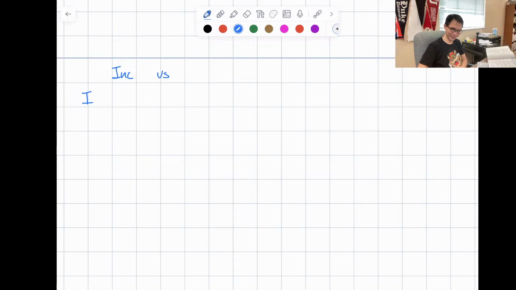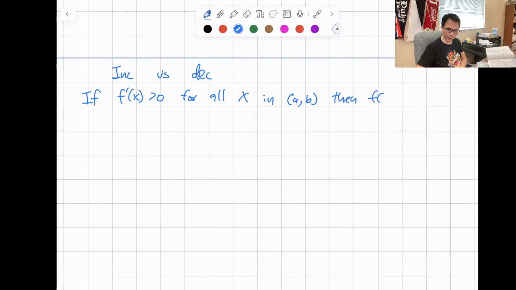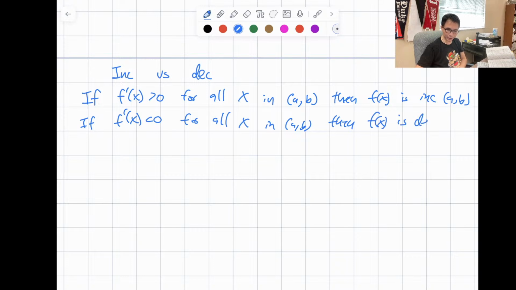So if f prime of x is greater than 0 for all x in (a, b), then f of x is increasing on (a, b). If f prime of x is less than 0 for all x in (a, b), then f of x is decreasing on (a, b). Is that okay?